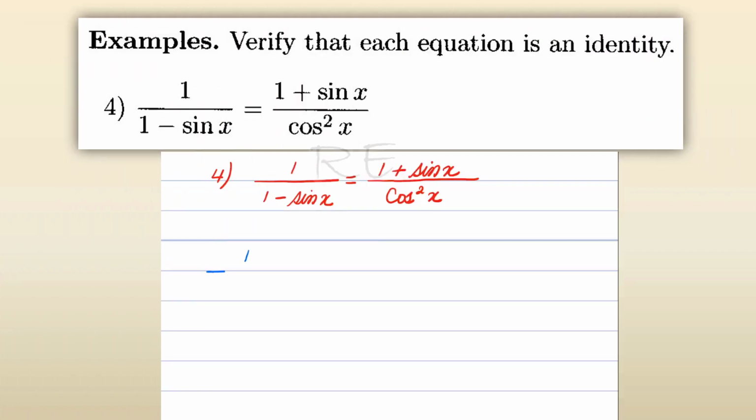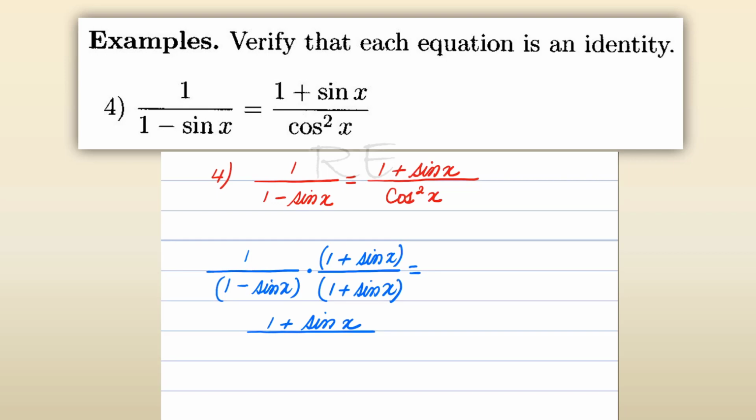1 over 1 minus sine x is equal to 1 plus sine x over cosine squared x. If we start with the left side, we're going to multiply 1 over 1 minus sine x by 1, which will be 1 plus sine x over 1 plus sine x. 1 plus sine x over 1 plus sine x is 1. So we distribute 1. It's going to be 1 plus sine x.